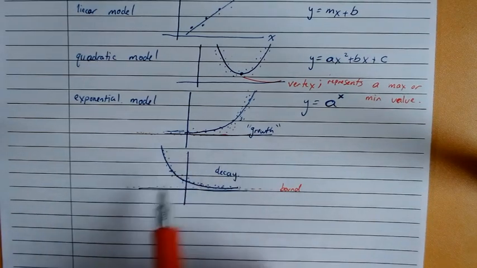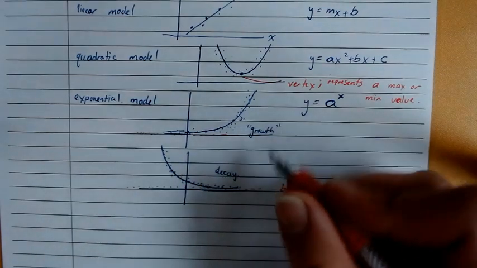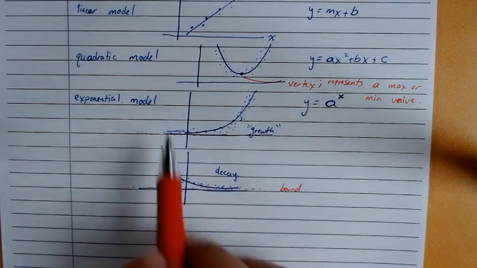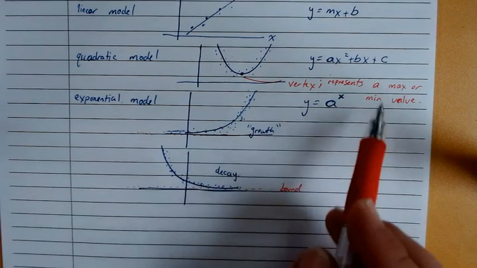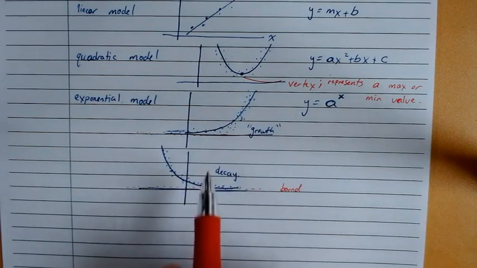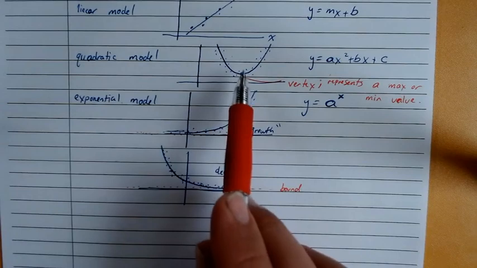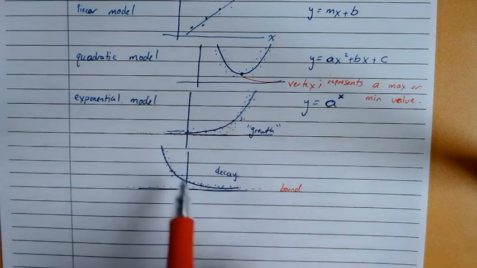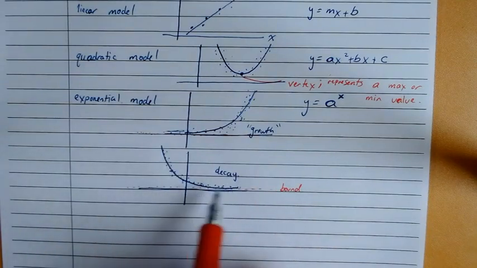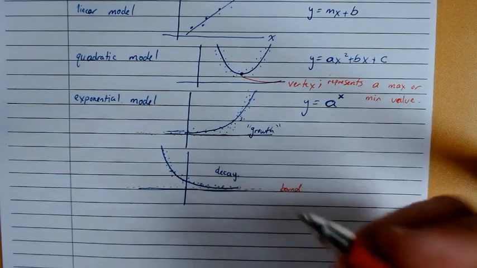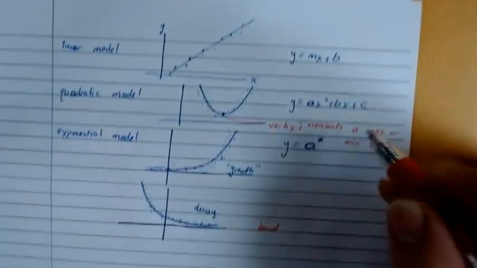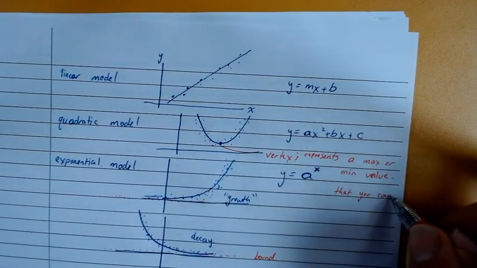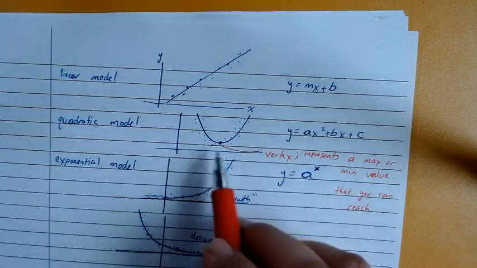There is such a thing as an upper bound, but we're not going to look at that right now. Right here, this is a bound on your model, on your value, and it represents, a lot like the vertex, a maximum or a minimum value. The difference is that in a quadratic model, you actually reach the minimum value. There's actually a point where you hit that on the graph. Whereas in the exponential model, you get very close to the bound, but you never quite reach it. So here, you represent a max or min value that you can reach. Eventually, you'll be at that point.